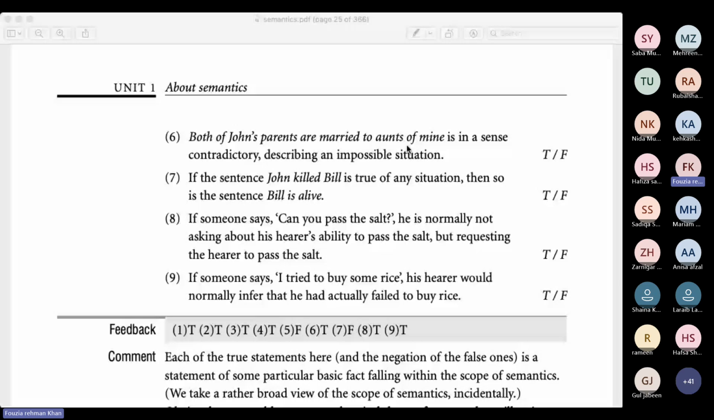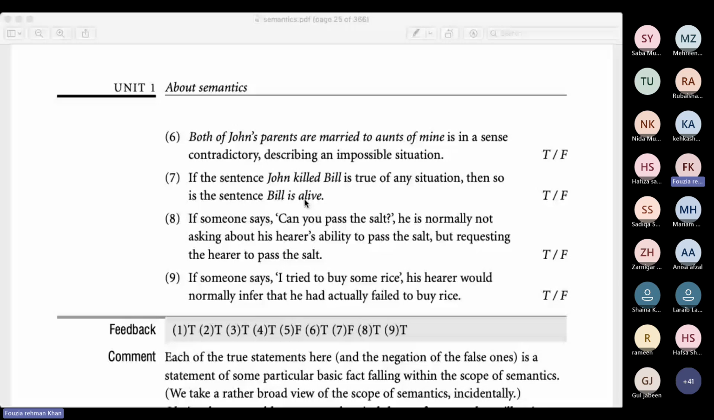If the sentence John killed Bill is true of any situation, then so is the sentence Bill is alive. If John has killed Bill, Bill cannot be alive, right? So seventh is false.